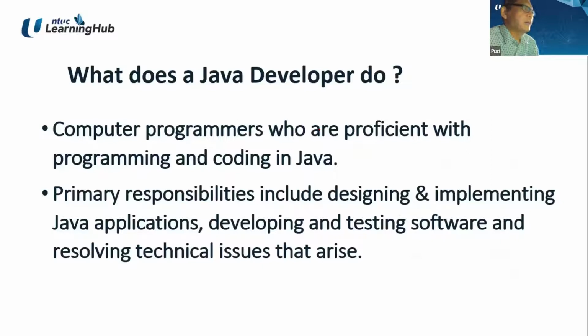Next, you're probably wondering, what does a Java developer do? You can guess it right. They mostly do programming and coding, mostly in this important language called Java. Java is currently owned by Oracle, which bought it over previously.